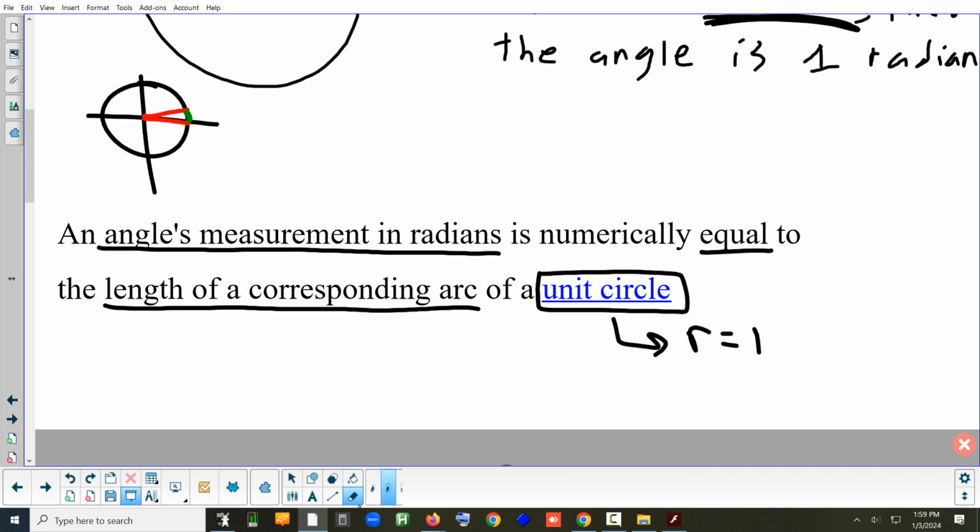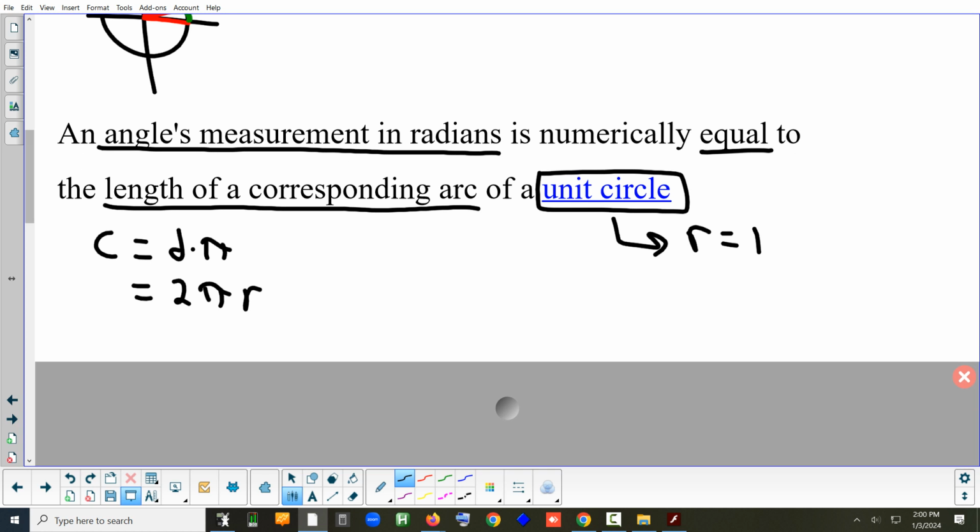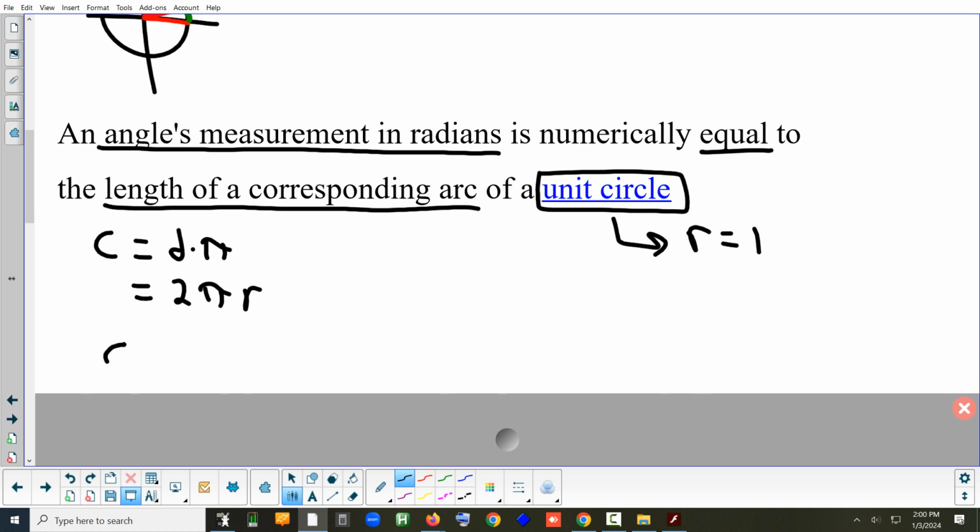So now we need the formula for circumference. Diameter times pi. Yep, so circumference, you can think of it as the diameter times pi, or you can think of it as doubling the radius times pi. Same thing. On a unit circle, what is our radius? Radius is 1. What's 2 pi times 1? 2 pi.